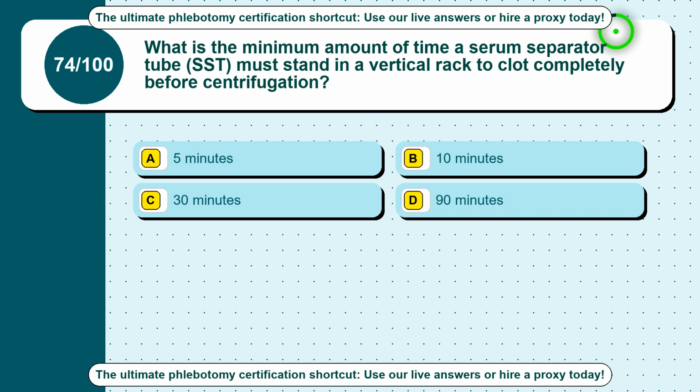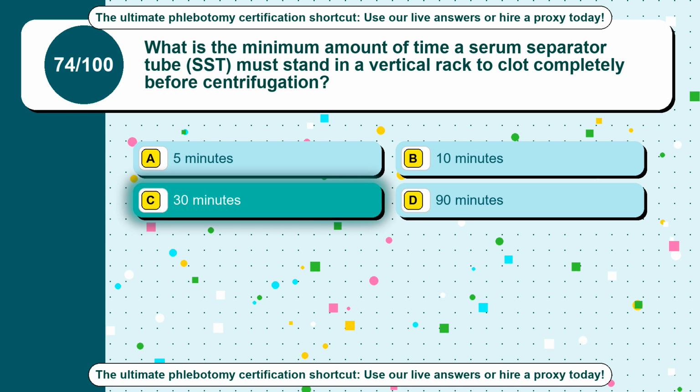Question 74. What is the minimum amount of time a serum separator tube, SST, must stand in a vertical rack to clot completely before centrifugation? Option A. 5 minutes. Option B. 10 minutes. Option C. 30 minutes. Option D. 90 minutes. The correct answer is option C.